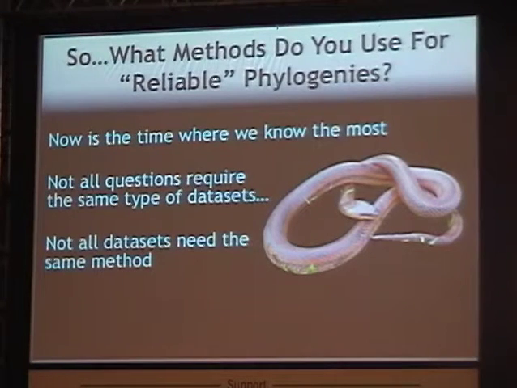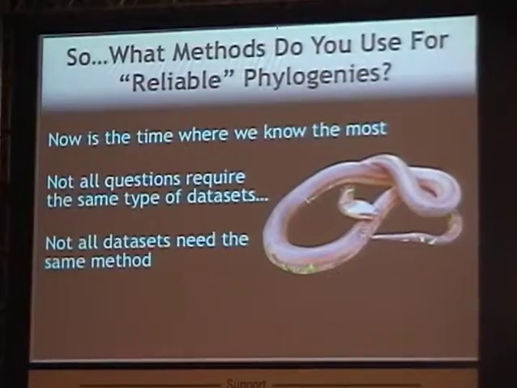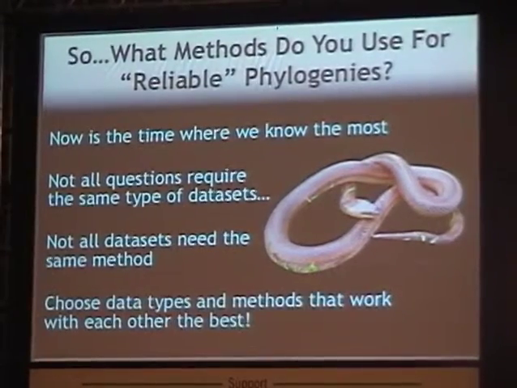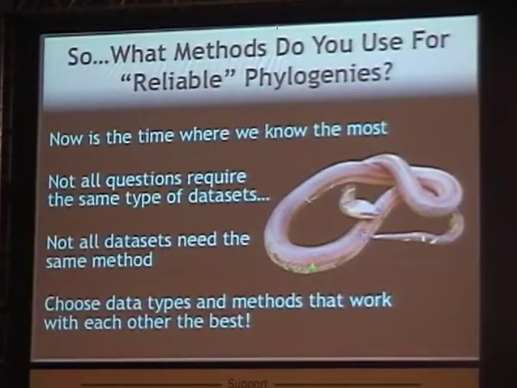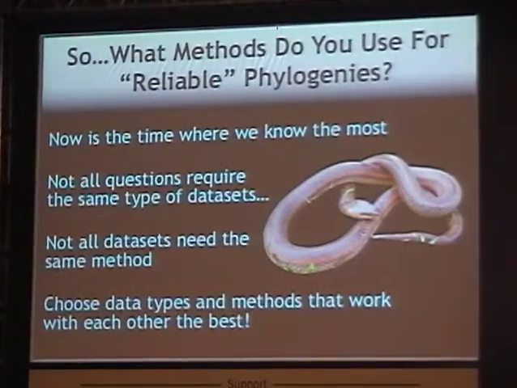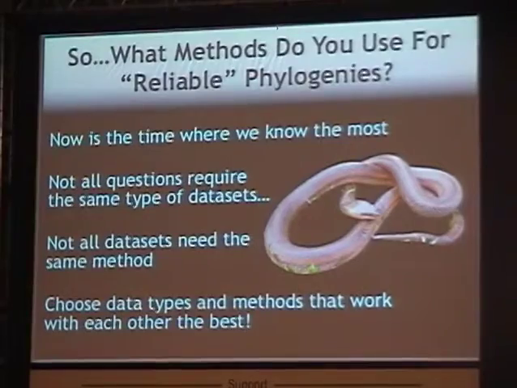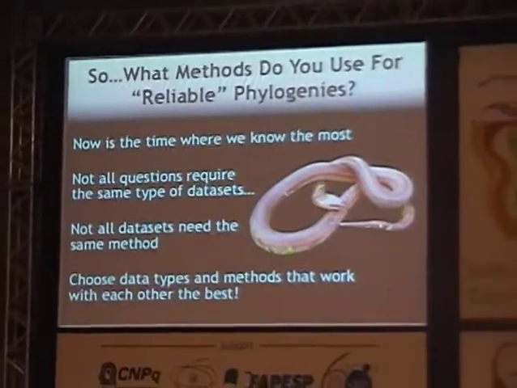And so I would say if you're starting a study now, you should not just think about what kind of data you need, you should think about what kind of methods you would use to answer the questions you're interested in with that sort of data. And so ultimately, I think choosing the right data types and the right methods simultaneously as early as possible when you're running analyses is really the way to go with the kind of data we've got available to us now.